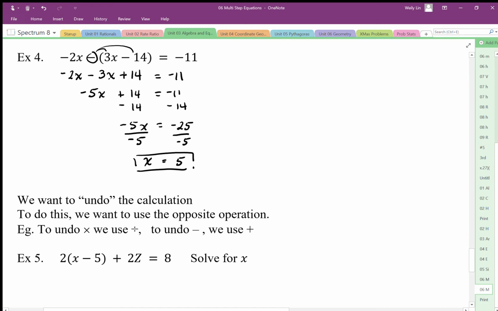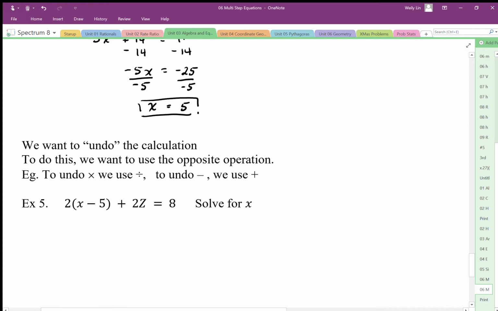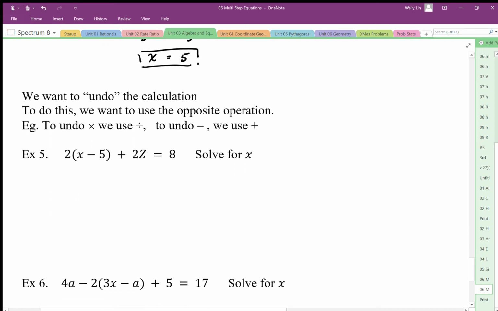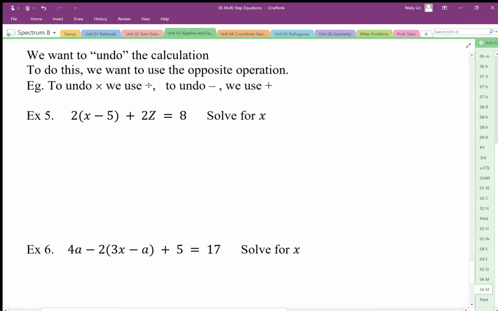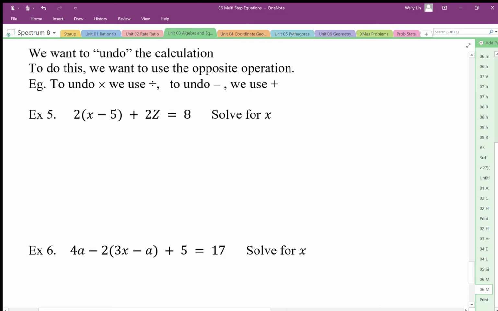Okay, so we want to undo the calculations, right? We use times to undo divide. We use divide to undo times. We use minus to undo plus. We use plus to undo minus. So here we're being asked to solve for x, but we have a variable z in here. Well, we're not solving for z, so all we're really being asked to do is find x. So there's lots of things I could do. I just want to get x by itself, and really I just need to undo a bunch of calculations.